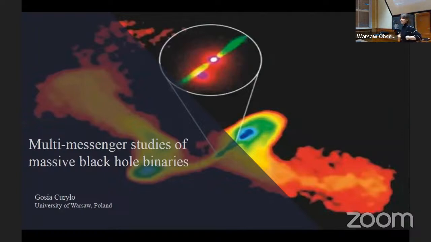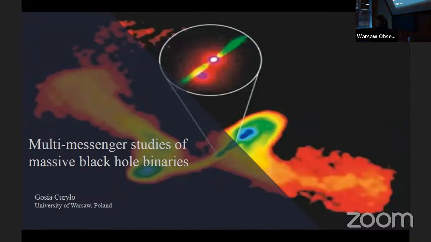Okay, hello everyone here and online. So yes, as the introduction says, I'd like to talk about massive black hole binaries and how we can study them using their multi-messenger signatures.